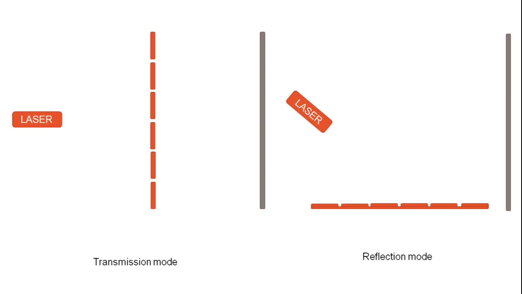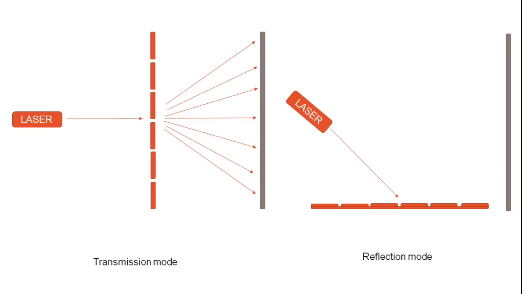Here, if you see, this laser source is generating monochromatic light and it falls on the grating in the transmission mode. So we get the diffraction patterns in different directions on the other side of the grating. And in reflection mode, the laser source and screen are on the same side of the grating, and we see the diffracted light in this way.